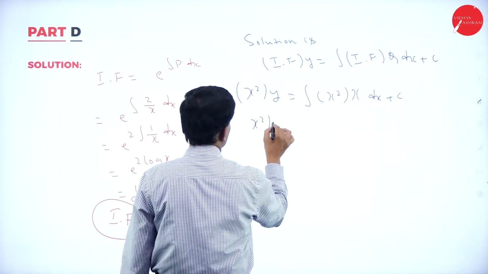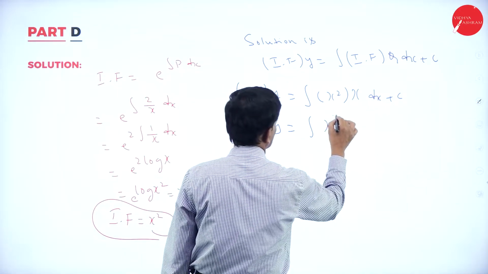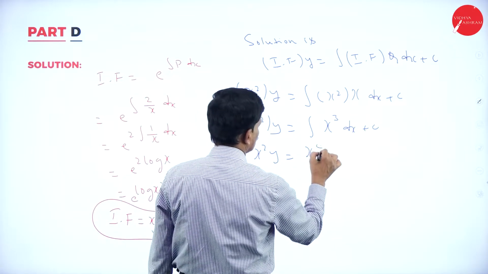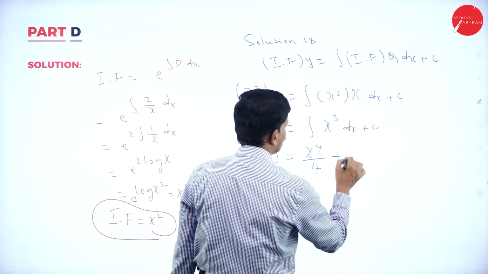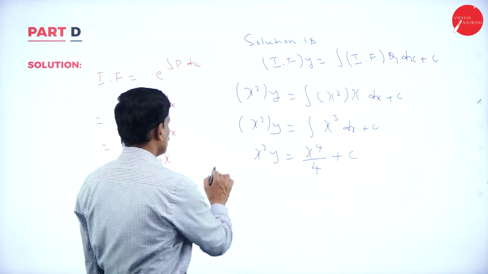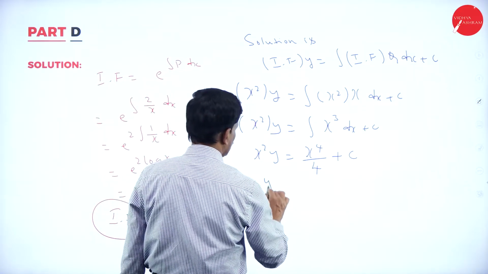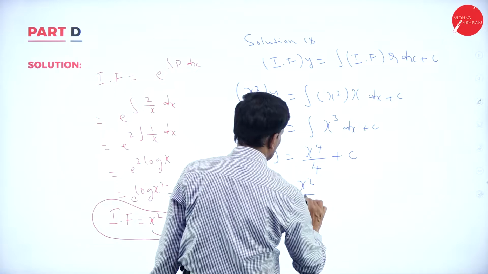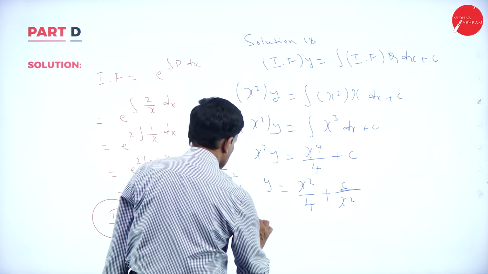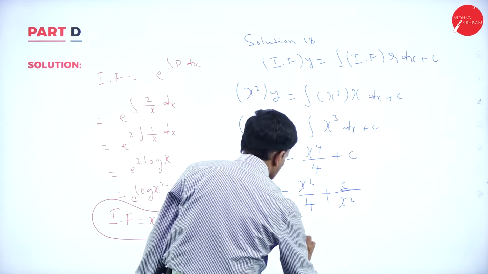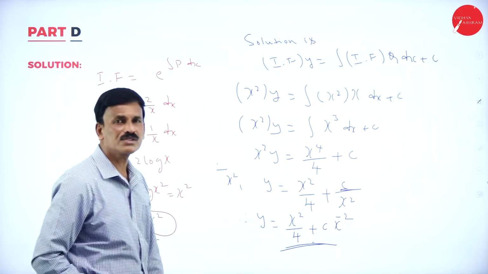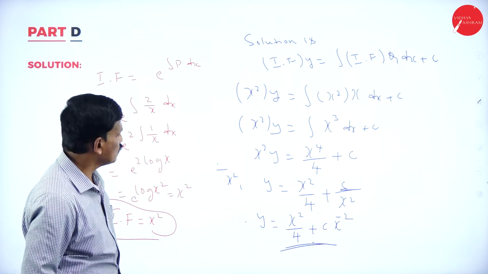So, x square into y is equal to integral of x square into x, which is x cube, dx plus c. That is, x square into y is equal to integration of x cube, which is x to the power of 4 by 4, plus c. So, if you want, you can stop here itself or divide by x square. If you divide by x square, what will you get? Y is equal to x square divided by 4 plus c by x square. This can be written as, therefore, y is equal to x square by 4 plus c into x to the power of minus 2, which is the required answer. That is it. This is the solution for the given differential equation.